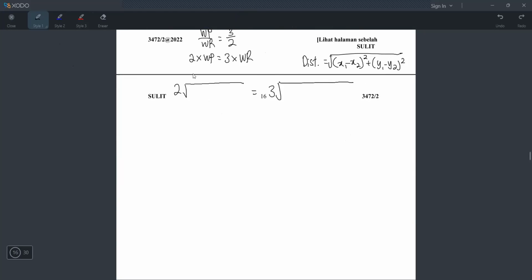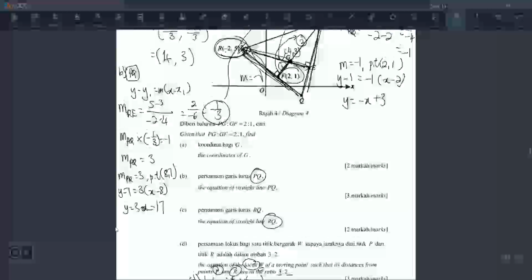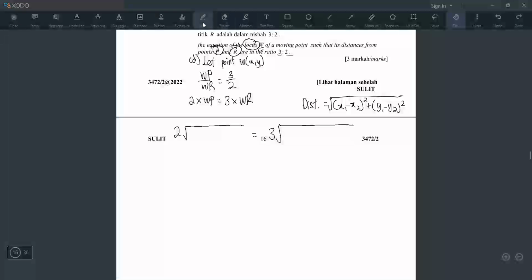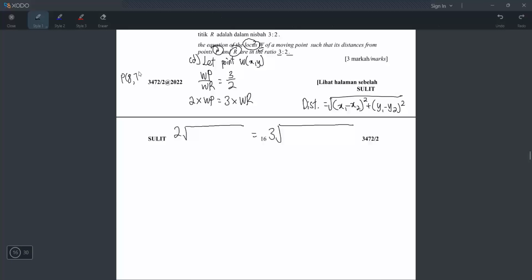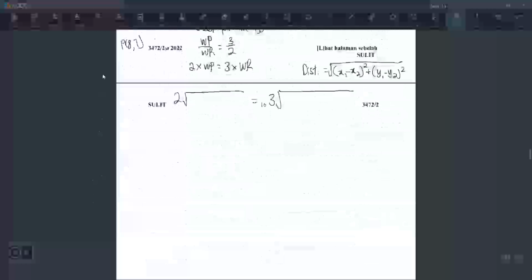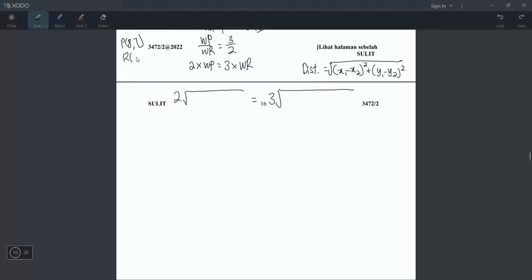And then same, we use this formula again. Okay, this one is WP. So obviously we need the W coordinate and the P coordinate. So what's the P coordinate just now? 8, 7. And then the W coordinate is XY. So okay, let's write down here. The P coordinate is 8, 7. And later we need the R coordinate also. Let's look for it now. Negative 2, 5. Okay. So the R is negative 2, 5.